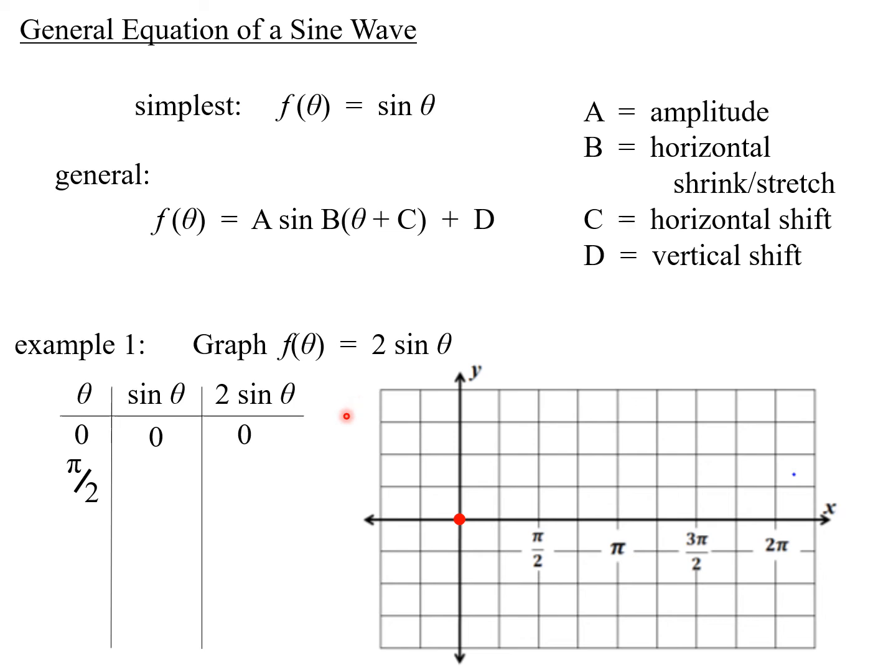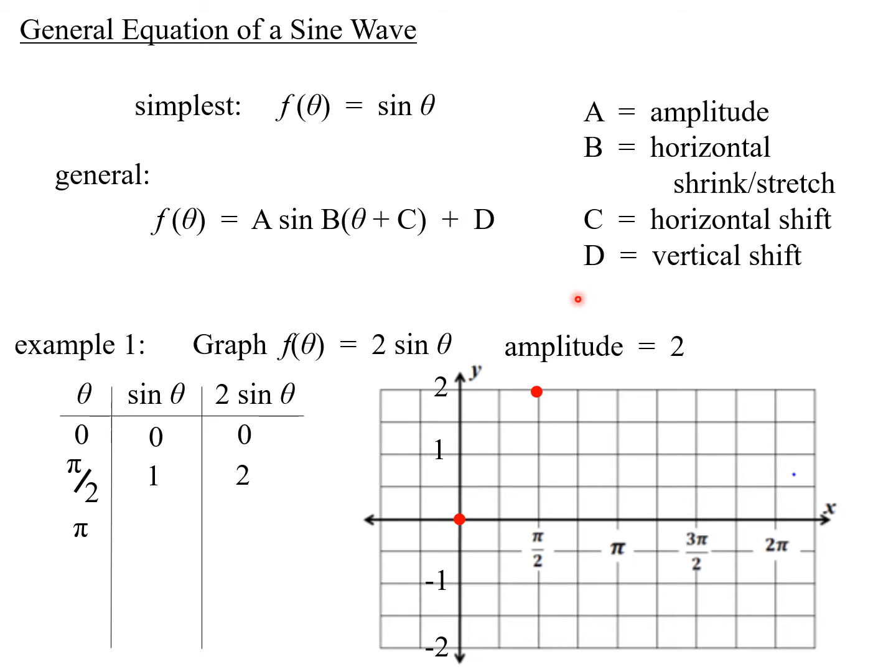Okay, now let's go to pi over 2. The sine of pi over 2 is 1, but we don't really care about that so much. We want twice that, so we're going to have a value of 2. So to scale my axes so that everything fits, I want to put 2 up here. So at the value of pi over 2, the function has a value of 2. So that means the amplitude of the wave is 2. But that makes sense because note that a is the number in front of the sine function, and that represents amplitude. So the amplitude is equal to 2.